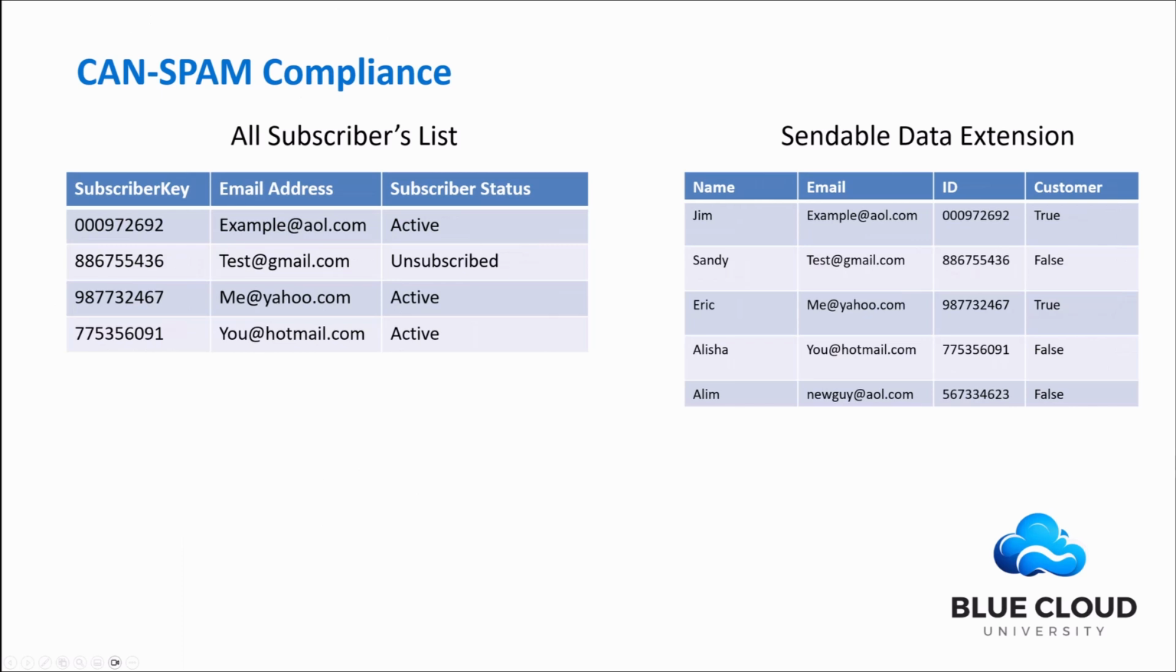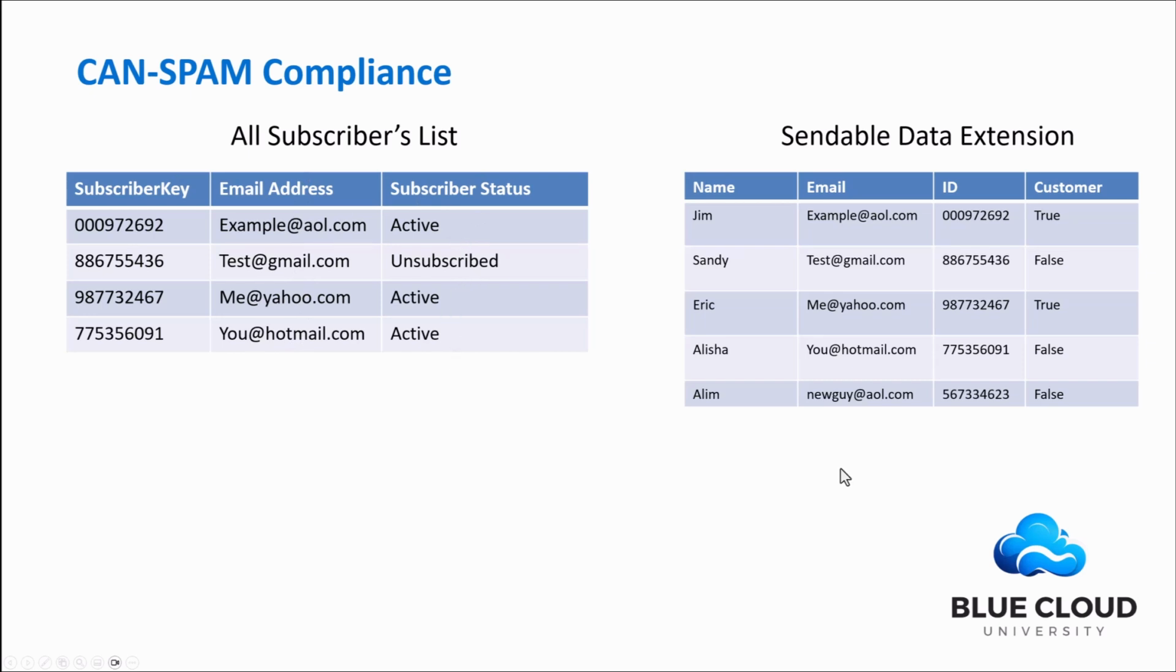Now this brings us to understanding what a sendable data extension is. Now, the All Subscribers list, once again, is going to contain a unique identifier, so we can look people up. It's going to have their email address, so we can send them email, and it's going to have their current status, which is going to determine whether or not we can send them an email based upon CAN-SPAM compliance law.